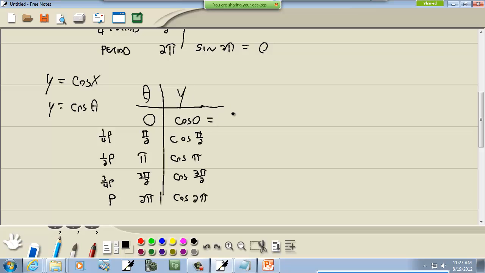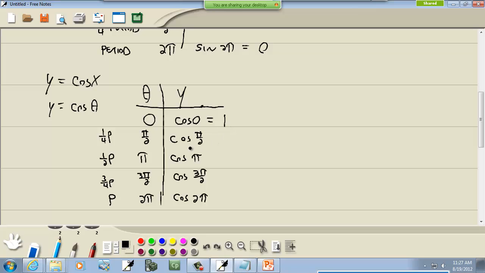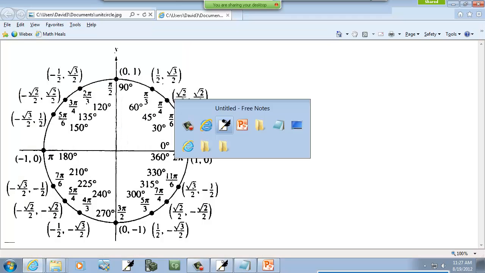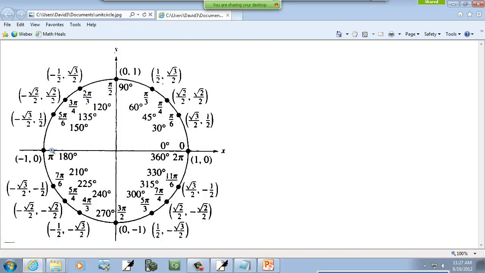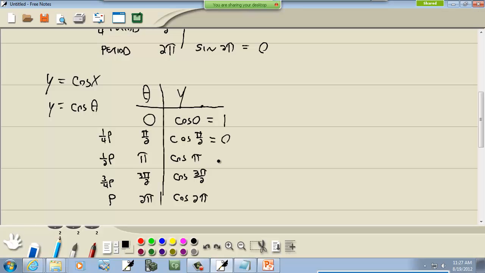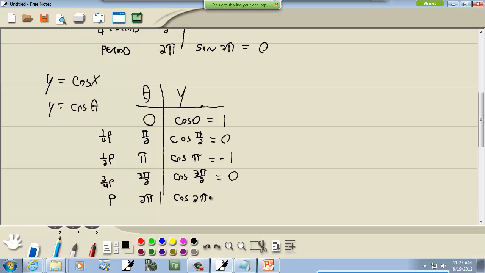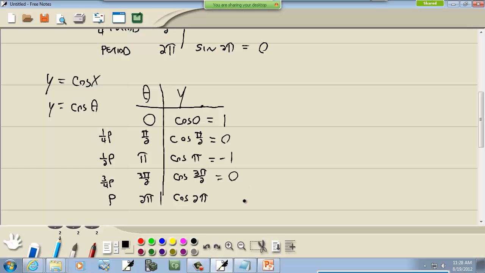Well, if I go look at my unit circle, here's 0. Cosine is our x part, which would be 1. Pi over 2. Here's pi over 2. Cosine is our x part, which is 0. Pi is over here. Cosine is our x part, which is negative 1. 3 pi over 2. Cosine is our x part, which is 0. And back to 2 pi, cosine is our x part, which is 1. Like that.